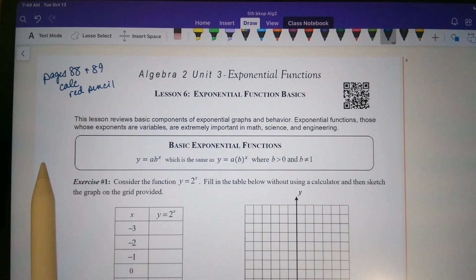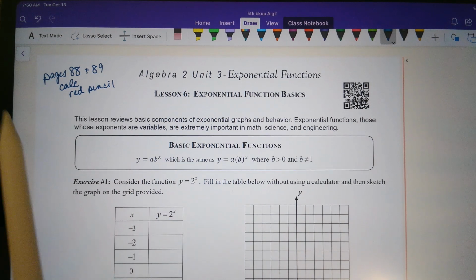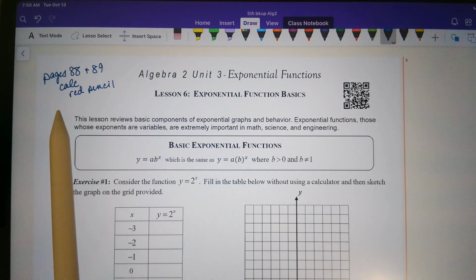On pages 88 and 89 of our textbook, Unit 3, Lesson 6, Exponential Function Basics. It'll be helpful if you had a graphing calculator, in addition to a regular pencil or red pencil. So today we're going to look at the basic components of exponential graphs and their behavior.